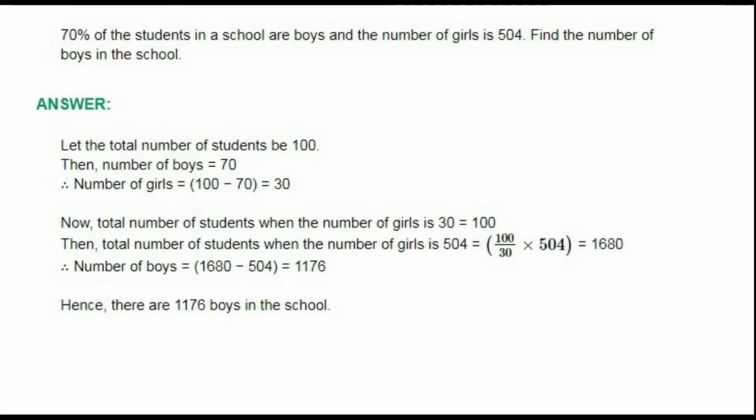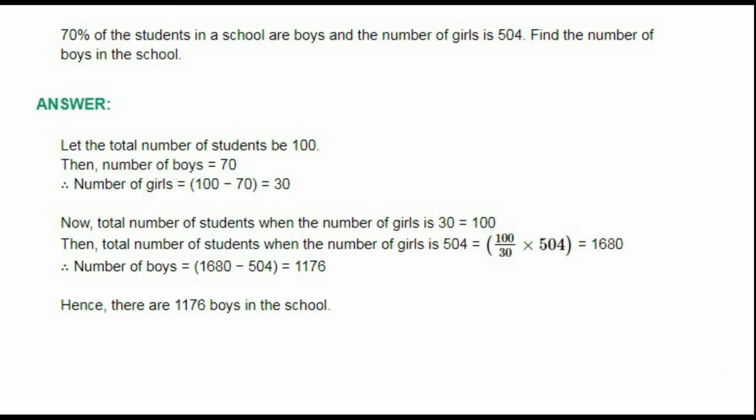Moving to our next sum, 70% of the students in a school are boys and the number of girls is 504. Find the number of boys in the school. So they are telling you that in a school 70% of the students are boys, so the remaining 30% must be girls, and the number of girls is 504. In that case, we consider the total number of students as 100, and out of that 70 are boys and the remaining 30 are girls, right?